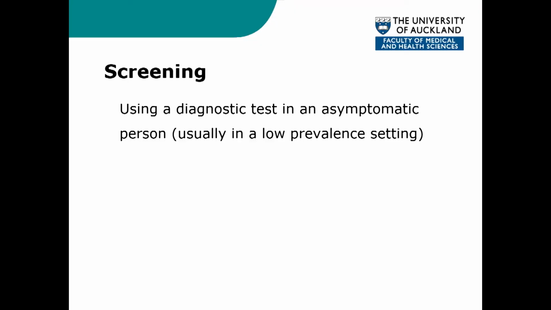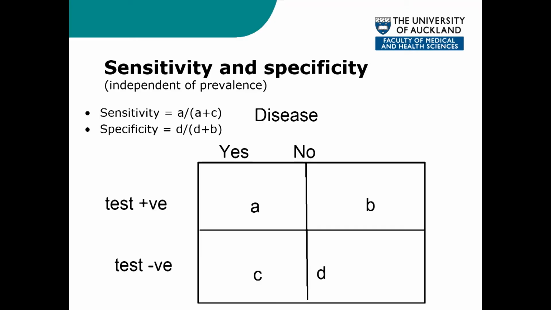So screening is using a diagnostic test in an asymptomatic situation. If a patient comes in with symptoms, that's not a screening situation. So screening is almost always in a low prevalence setting, and that has its own problems. Doing diagnostic tests in high prevalence settings also has its problems, but you need to know which way the problems are going. And this is just showing the sensitivity and specificity table again.